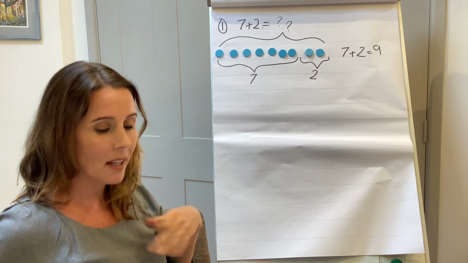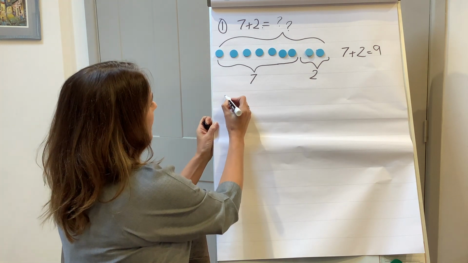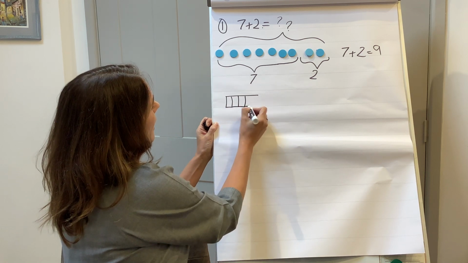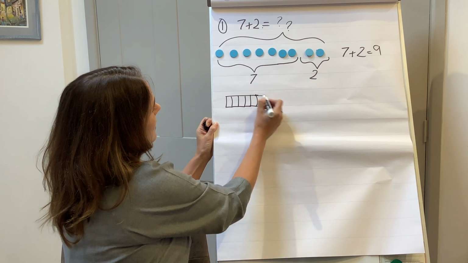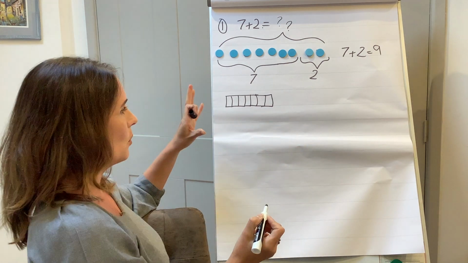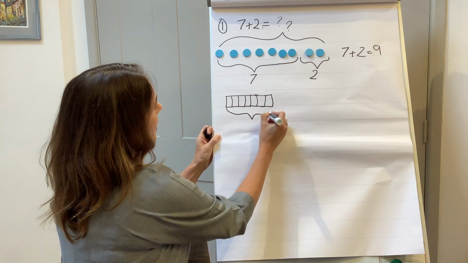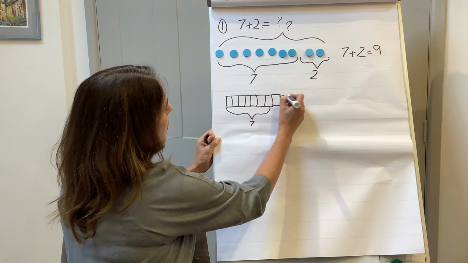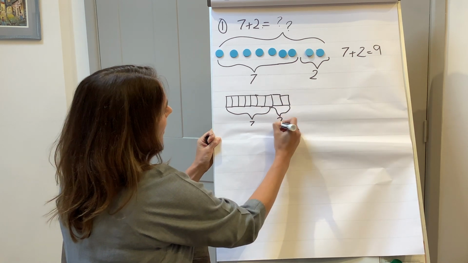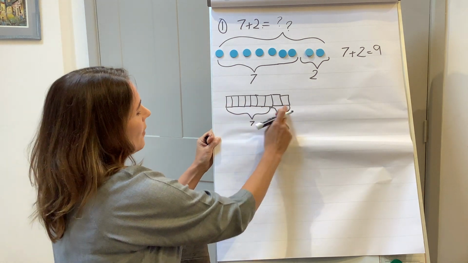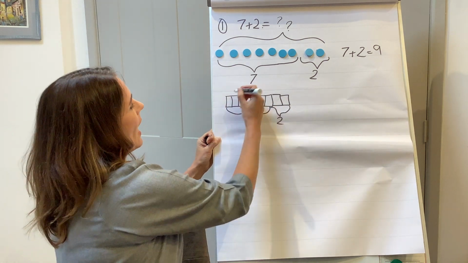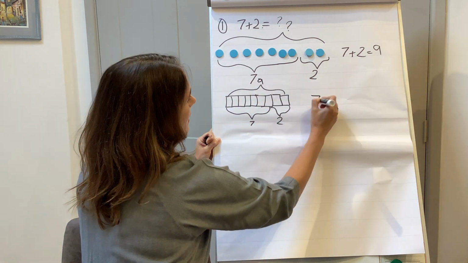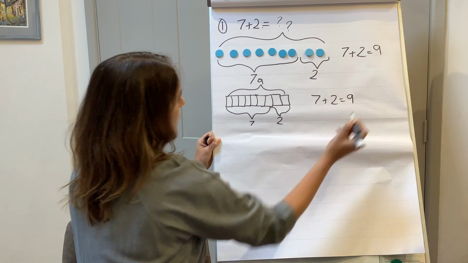The second way is you could use the discrete, where you start with 1, 2, 3, 4, 5, 6, 7, making boxes all the same size. You've got 7. Add on 2 more. 7, you might have to count them all or start with 7, 8 and 9. And again, you're recording the number sentence. 7 add 2 is equal to 9.